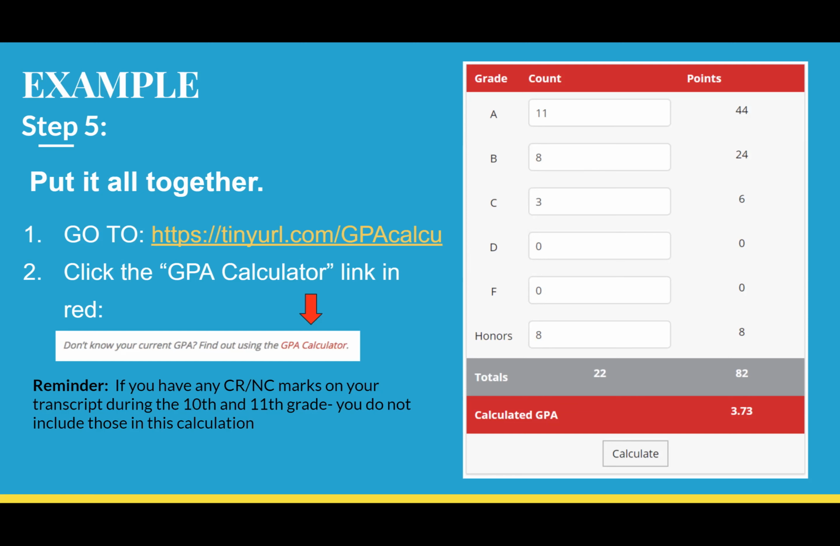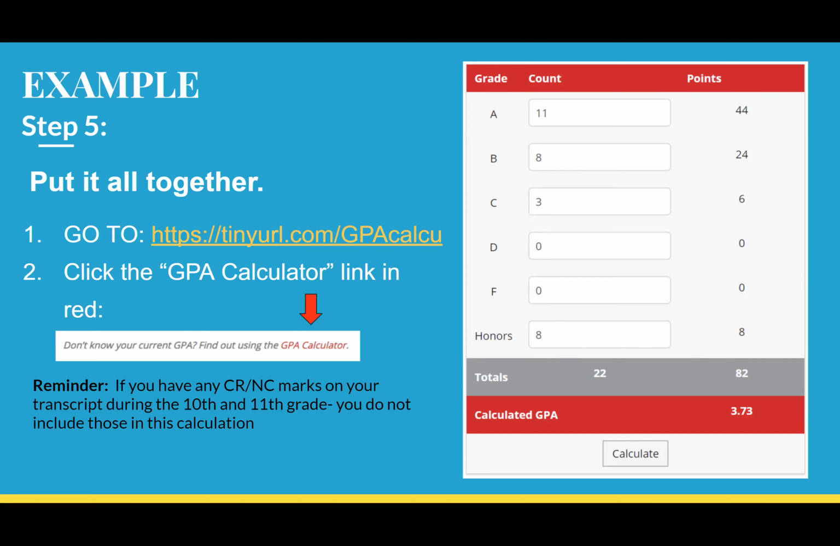Last question for tonight. If someone took a total of 10 APs or honors, can they get the full 10 points? No, they cannot get the full 10 points. If they took 15, 16, 17, 18, 10, 9, it doesn't matter. They only get a maximum of 8.